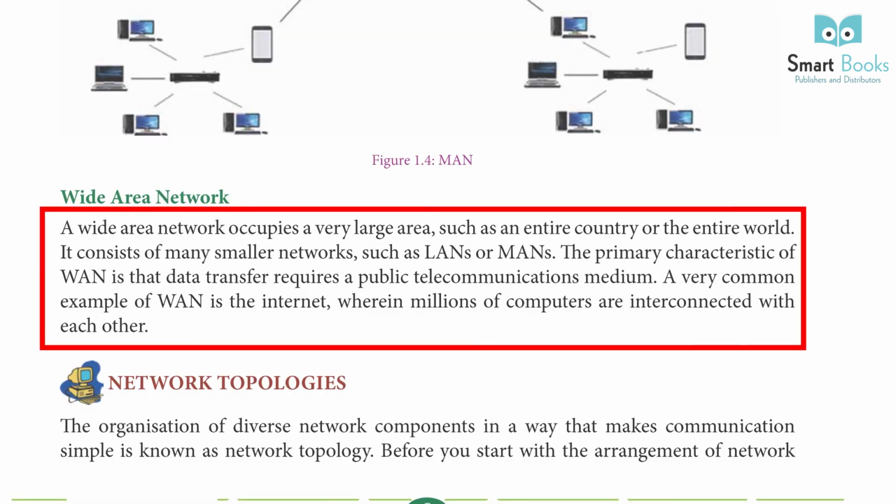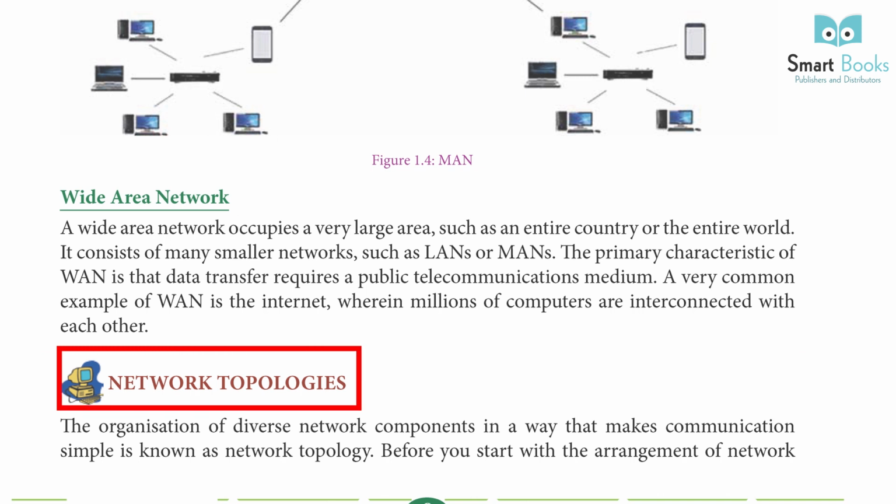A wide area network occupies a very large area, such as an entire country or the entire world. It consists of many smaller networks such as LANs or MANs. The primary characteristic of a WAN is that data transfer requires a public telecommunication medium. A very common example of a WAN is the internet, wherein millions of computers are interconnected with each other.